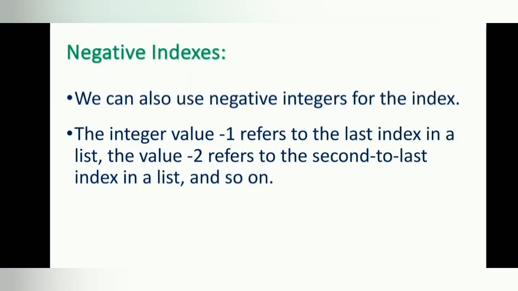Negative indexes. We can also use negative integers for the index. The integer value minus 1 refers to the last index in a list. The value minus 2 refers to the second to last index in a list and so on.